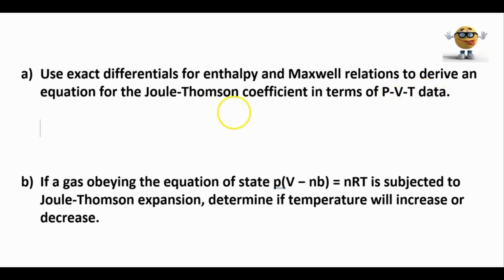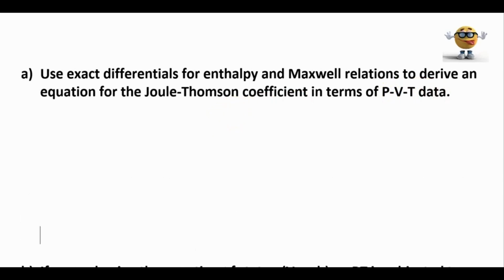What is the Joule-Thomson coefficient? It's our mu. It's the partial derivative of T with respect to P holding enthalpy constant. Now we want it not in terms of temperature, pressure, and enthalpy, but just in terms of PVT data for an equation of state. So how are we going to do that?